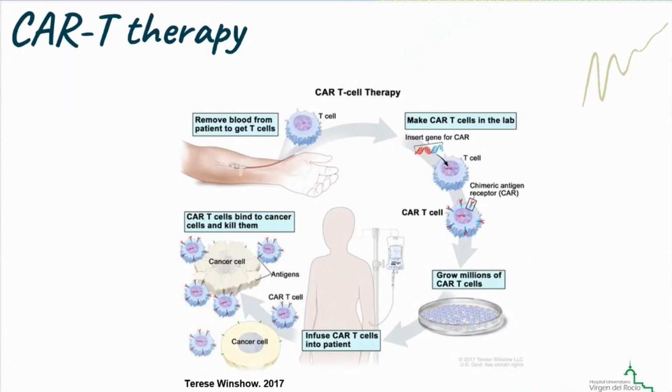And what is CAR T therapy? Well, it's a therapy based on the capacity of chimeric antigen receptor T cells to bind a specific target of the cancer cells and kill them. The process consists of removing blood from a patient and isolating T cells. The rest of the blood is returned to the patient, and in the lab we make the CAR T receptor, and we insert this gene into the T cells and grow millions of these CAR T cells. Then we infuse CAR T cells into the patient, so these cells can find and bind to their specific antigen and kill the tumor cells.